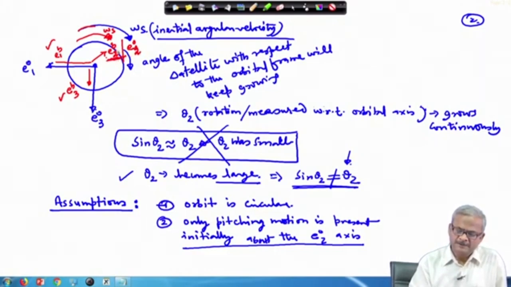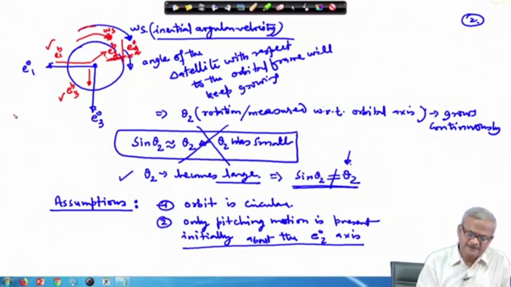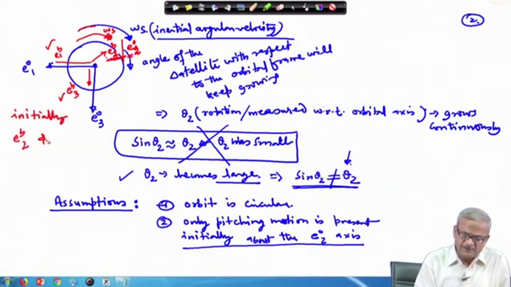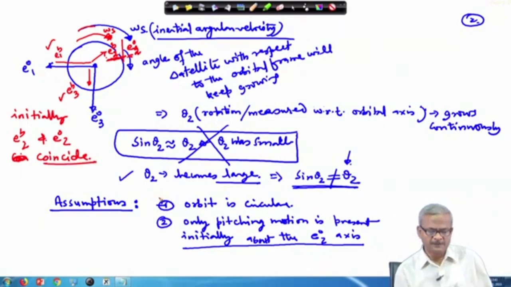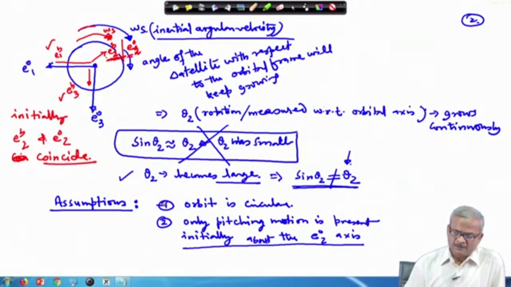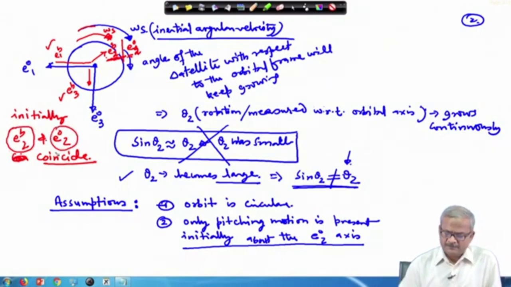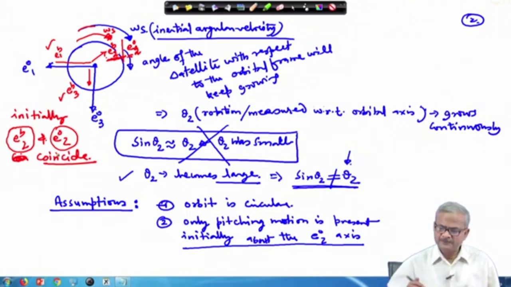These two directions EB2 and EO2 coincide initially. But as the system is perturbed, because of the perturbation EB2 and EO2 will differ. We are going to write equations for all these things.